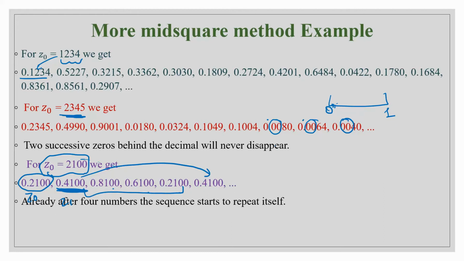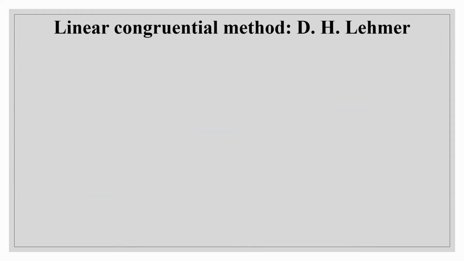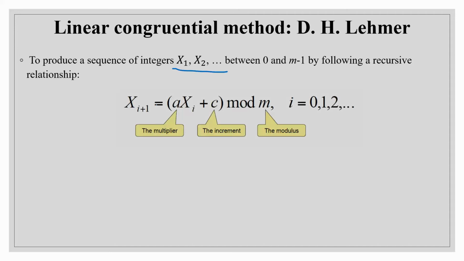There is a need to improvise, so many researchers thought of improving it. They came up with the linear congruential method. So let's see what this linear congruential method is. Suppose that we want to generate a sequence of numbers x1, x2 and so on. We can do this with the help of a recursive relationship. What is this recursive relationship? It is x(i+1) = (a·x_i + c) mod m.